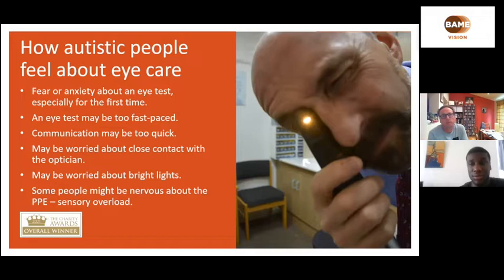Sometimes the optician might walk towards them without them realizing what's going on, and they might feel very overwhelmed or nervous about what's going to happen. Maybe worried about bright lights. Sometimes people might have that fear before they start the eye test. Some people might be nervous about the PPE or sensory overload for the equipment that they use. Again, someone with autism might not know what that equipment is being used for. I might get worried and nervous.